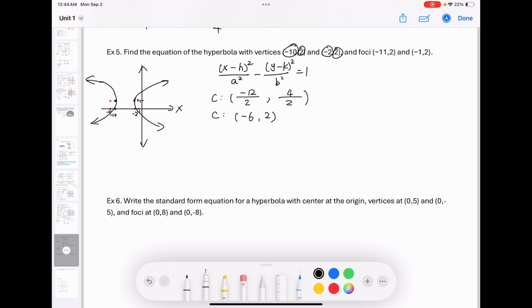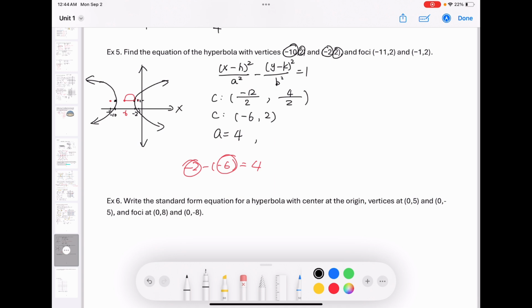And how about the a, b, c values? Let's measure from this point, negative 6 here. From this point to this point, what is the distance? From negative 2 to negative 6, find the difference. Negative 2 minus negative 6, big number minus small number, gives a positive 4. So that is my a value. a is equal to 4.